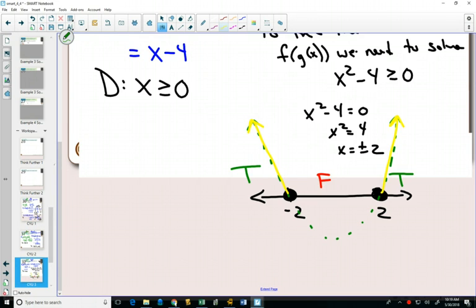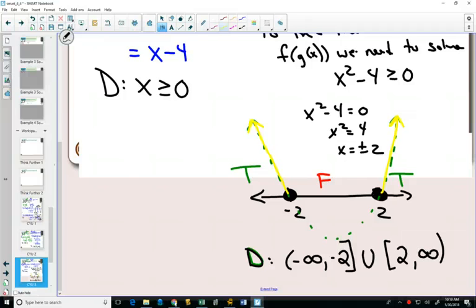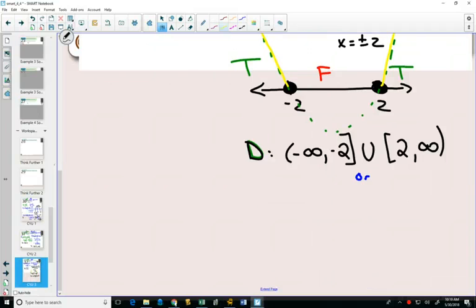So when we go to write our domain, it has 2 sections. In interval notation, you can go from negative infinity to negative 2, square bracket, and then start again at 2 and go to infinity. Or in set notation, you would write x is less than or equal to negative 2, or x is greater than or equal to 2.